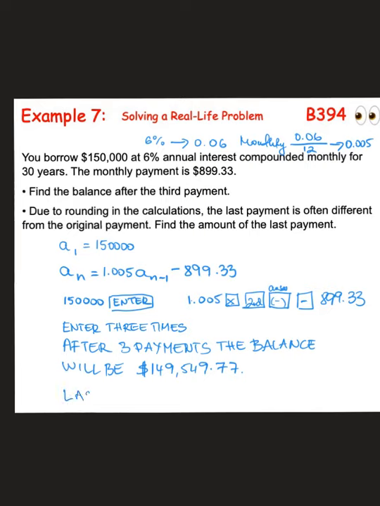So the last payment is going to be $895.42.